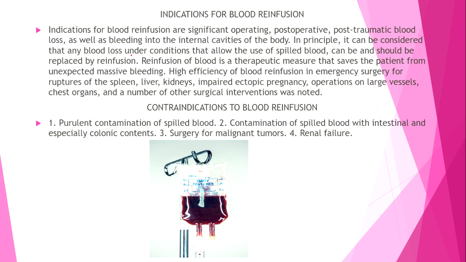Contraindications to blood reinfusion. First, purulent contamination of spilled blood. You may ask why. I can answer you that if we reinfuse purulently contaminated blood, we can lead this patient to sepsis. Contamination of spilled blood with intestinal and especially colonic contents. The reason is the same. Surgery for malignant tumors, because we can help this tumor to metastasize, because some little particles of the cells can be in this blood.